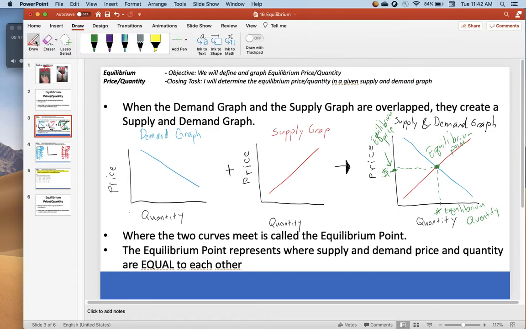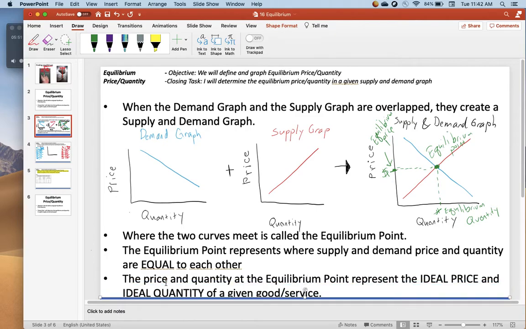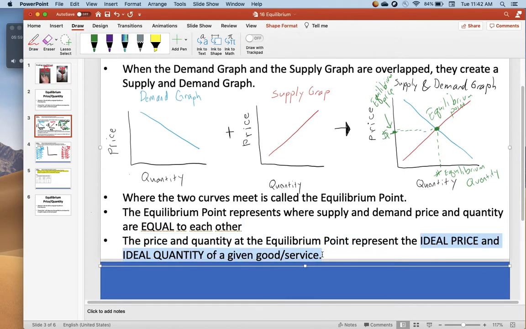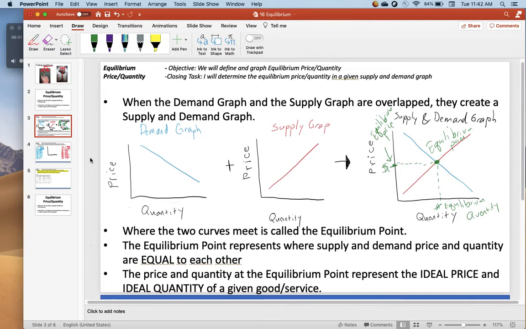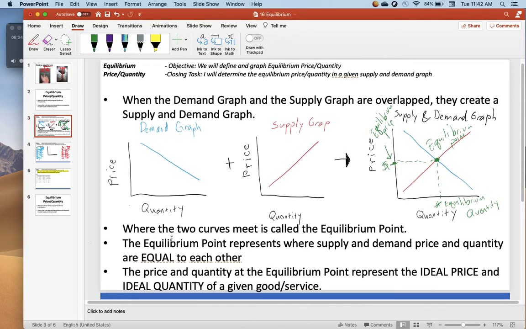Now this is very important because the price and quantity at the equilibrium point represent the ideal price and ideal quantity of a given good or service. We're going to get into that in more detail in the next notes, but just keep in mind that the quantity and price at equilibrium are our ideal price and quantity.